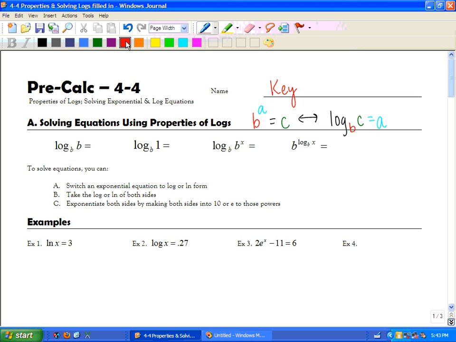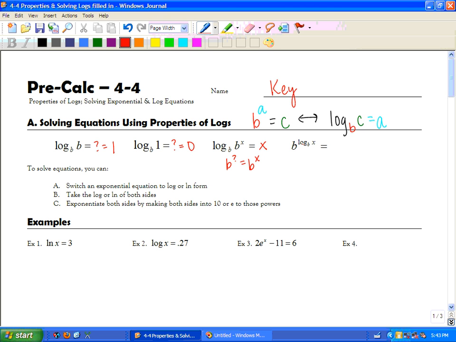So based on that information, if you have log base b of b, that's asking you b to the what power equals b, which is just 1. Or b to the what power gives you 1. Anything to the 0 power equals 1. This one you could say b to the what power would give you b to the x. So since the bases are the same, their exponents have to be the same, so that would just be x.